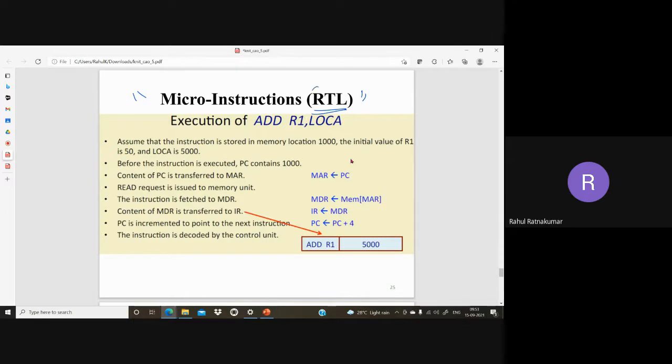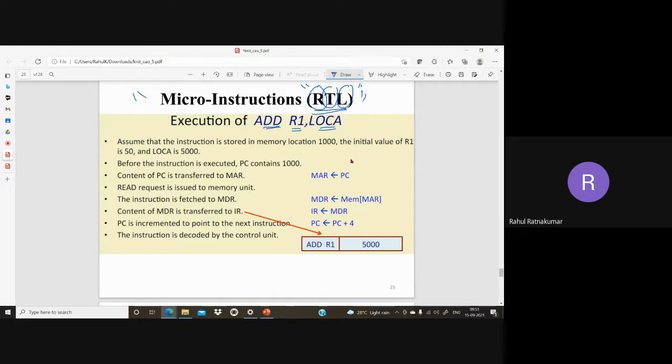Data is transferred from register to register. Each of these is represented at the micro level using RTL, register transfer language. Or you can also say micro instructions. So for example, add data from register R1 and data from memory location A, and the result goes to R1. If this is the instruction, let's see what the micro instructions are.